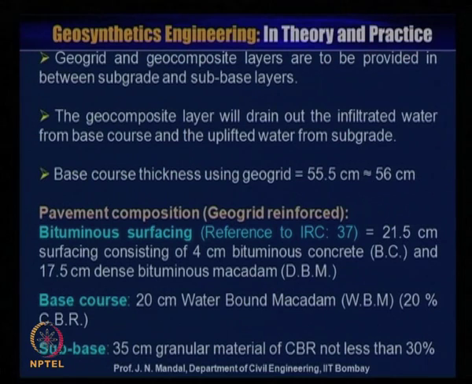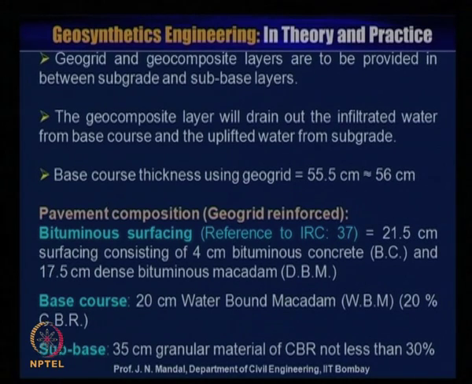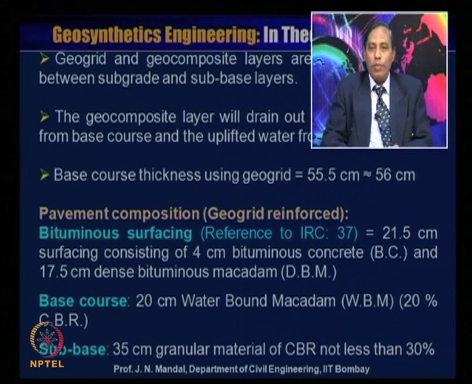So the geogrid and the geocomposite layer are to be provided in between the subgrade and the subbase layer. The geocomposite layer will drain out the infiltrated water from the base course and the uplifted water from the subgrade. Base course thickness using geogrid is 55.5 centimeter. You can take approximately 56 centimeter.